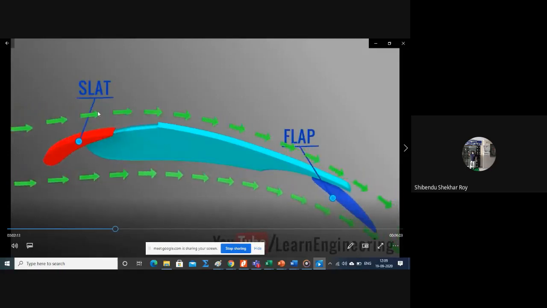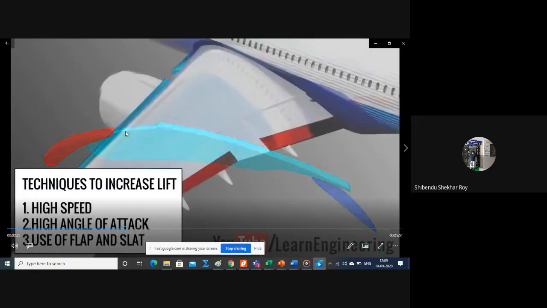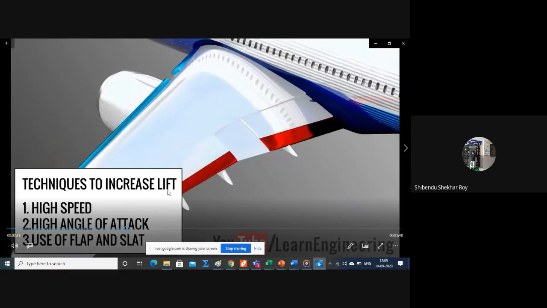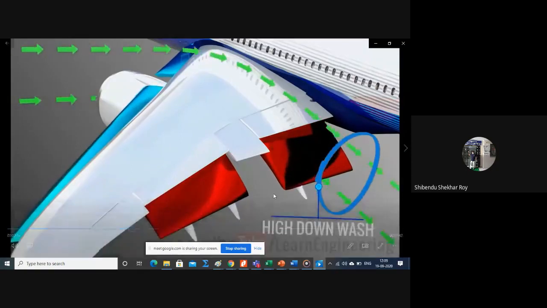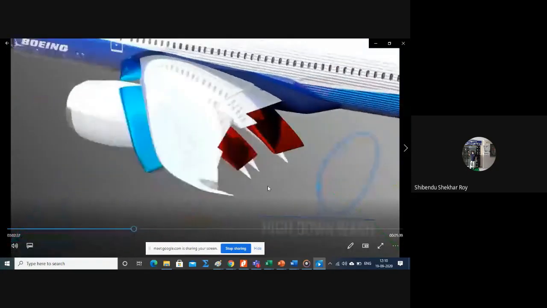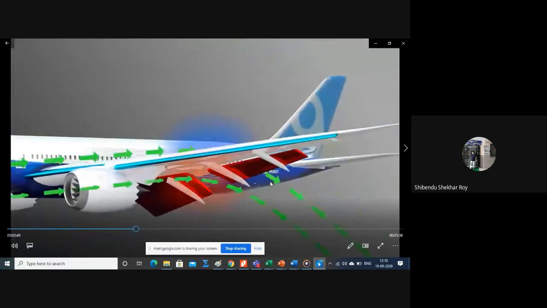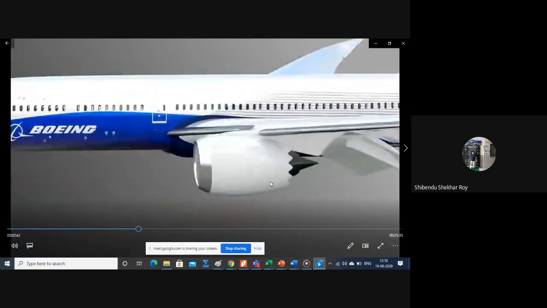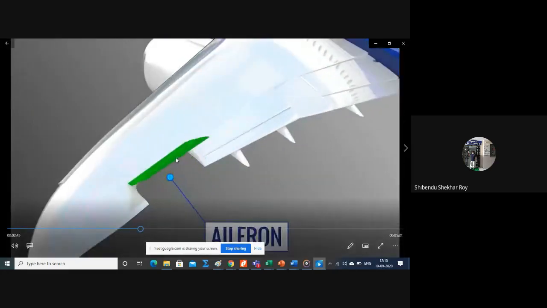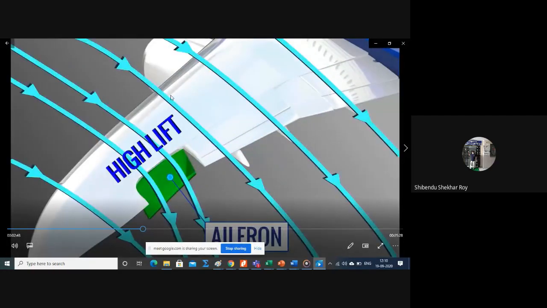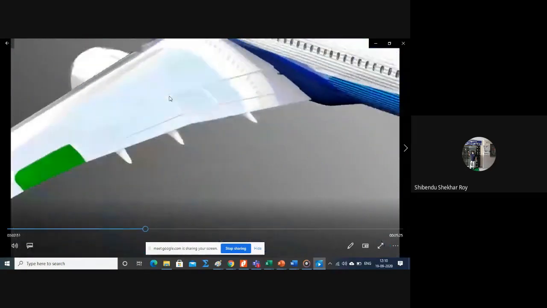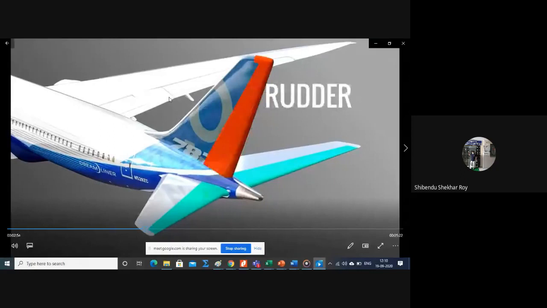See the flap and slat. Slat and flap, these two things are very important in the aircraft wing, and that motion has to be controlled by a simple mechanical mechanism. The technique has been specified to increase the lift: flap and slat. I think many of you have observed that the movement of the flap and slat takes place during takeoff as well as during landing. Not only that, during flying also.